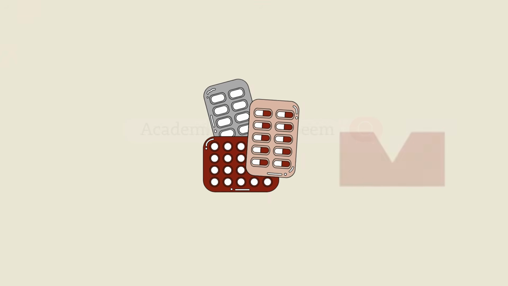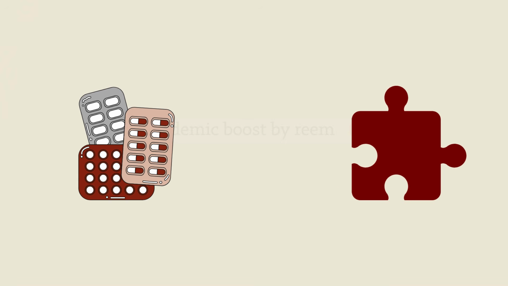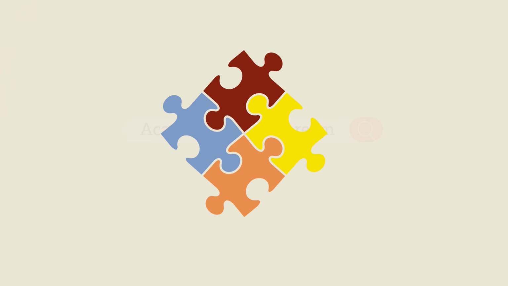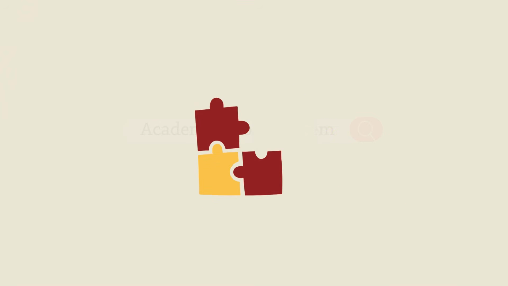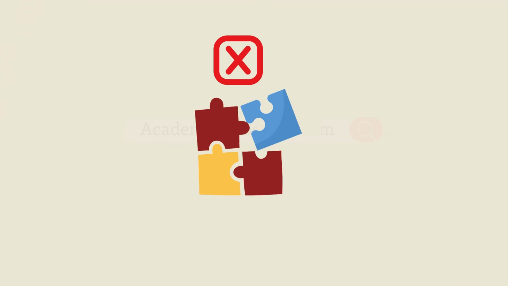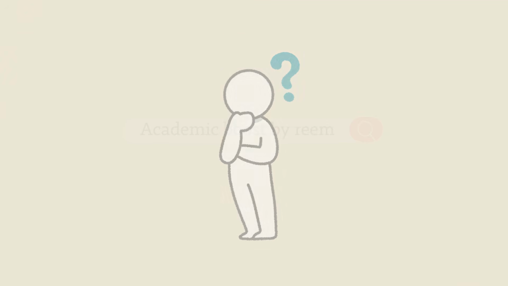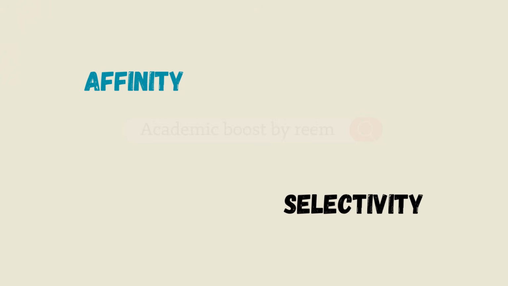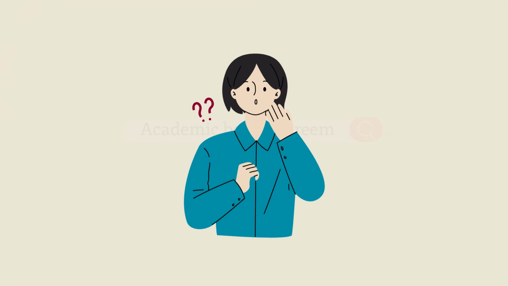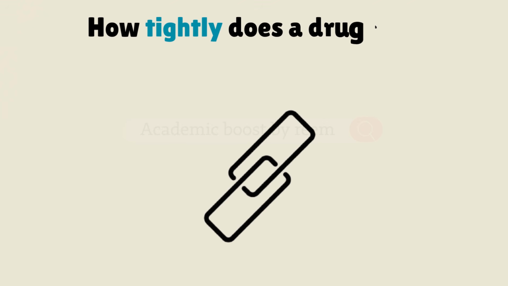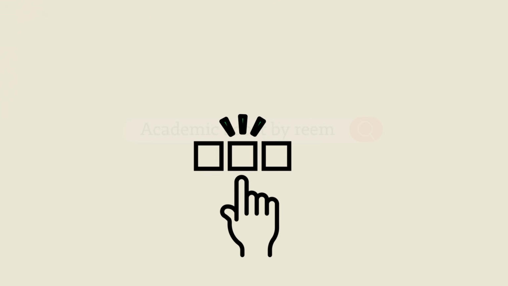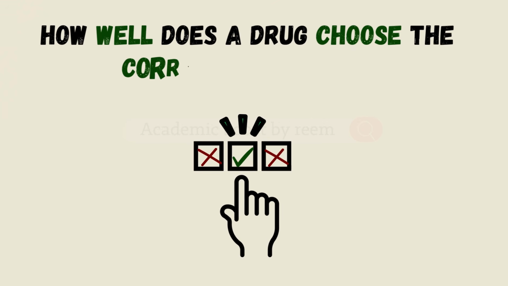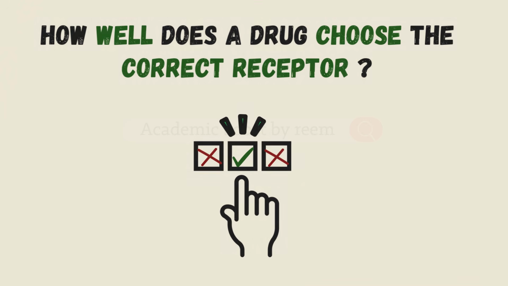Some drugs fit their receptor like the perfect puzzle piece, locking in tightly, while others barely fit or stick in the wrong spots. But what does that really mean? In this video, we're breaking down two key pharmacological concepts, affinity and selectivity, by answering two simple questions. First, how tightly does a drug bind to its receptor? And second, how well does a drug choose the correct receptor?